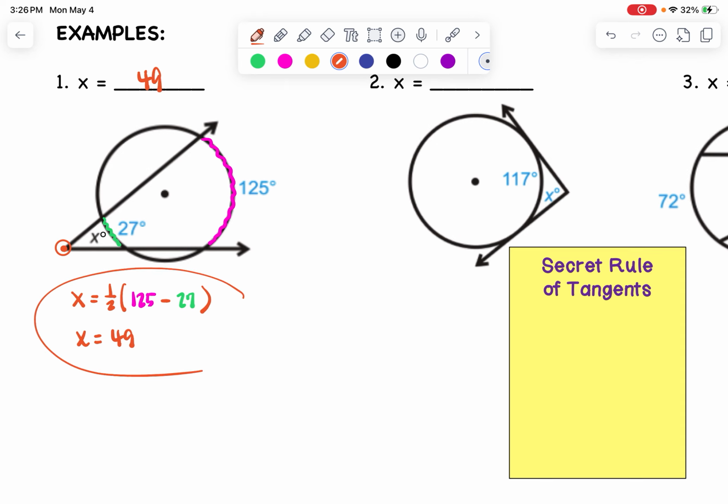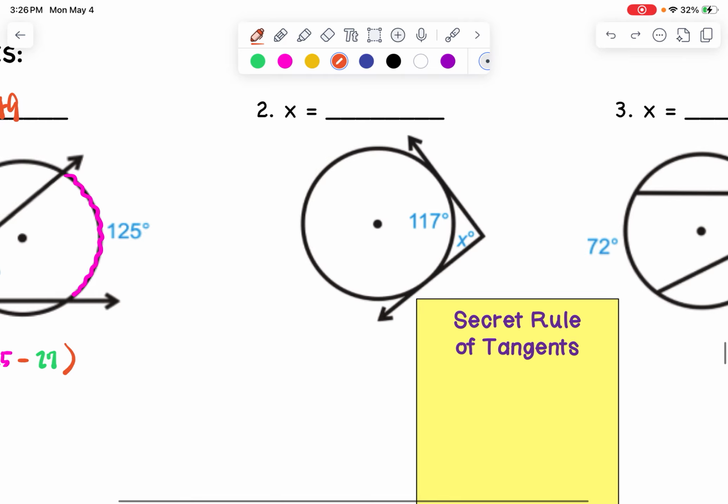Okay, so you really just need to show me that. Again, it's very quick work. It's just a matter of knowing which formula to use. Okay, all right, let's hop to number 2 here.